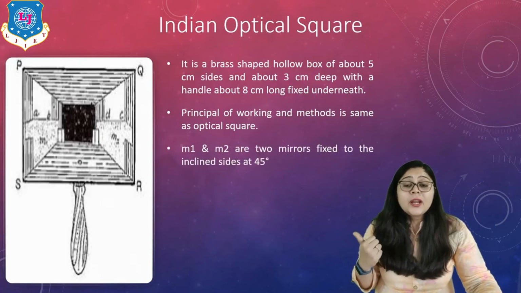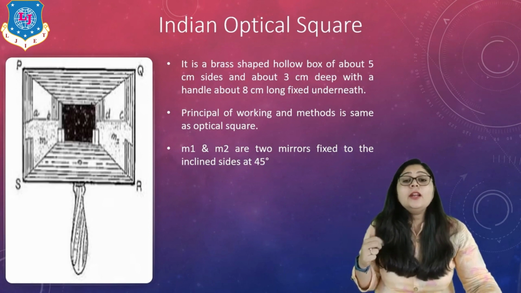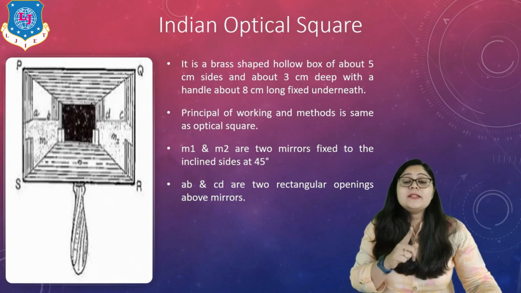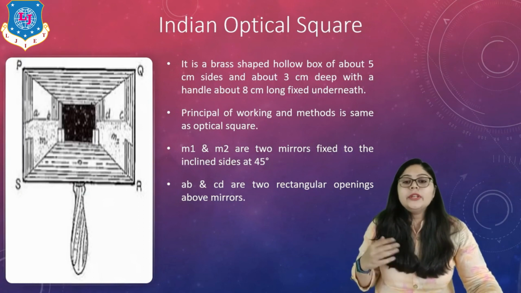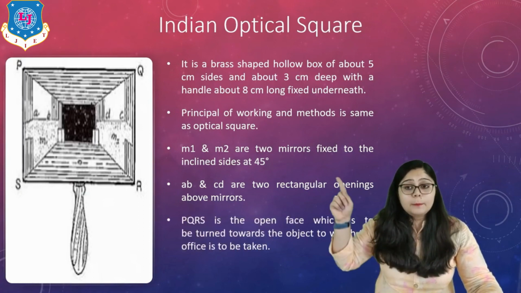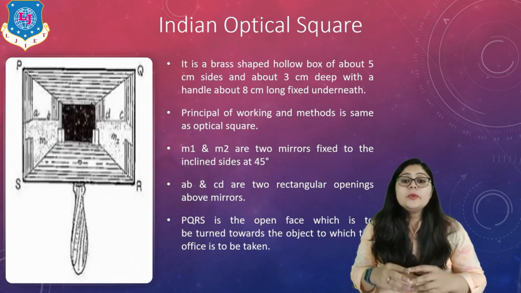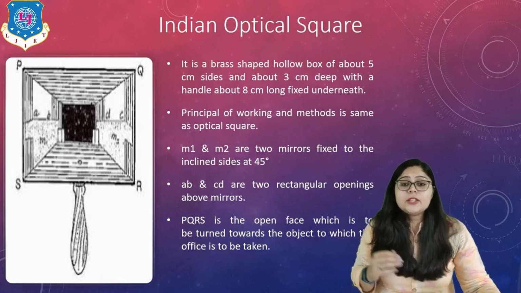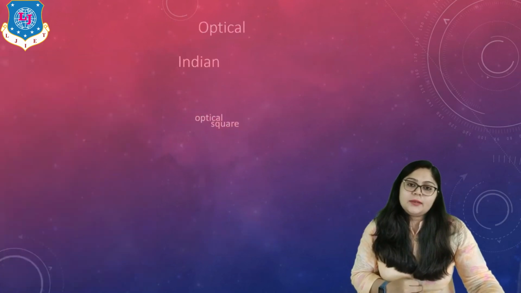M1 and M2 are the two mirrors that are fixed to the inclined sides at 45 degree. It means the object is visible if it is at 90 degree, right? AB and CD are two rectangular openings above the mirror, and PQRS is the open face which is to be turned towards the object to which the offset is to be taken, right? So this is all about the Indian optical square.